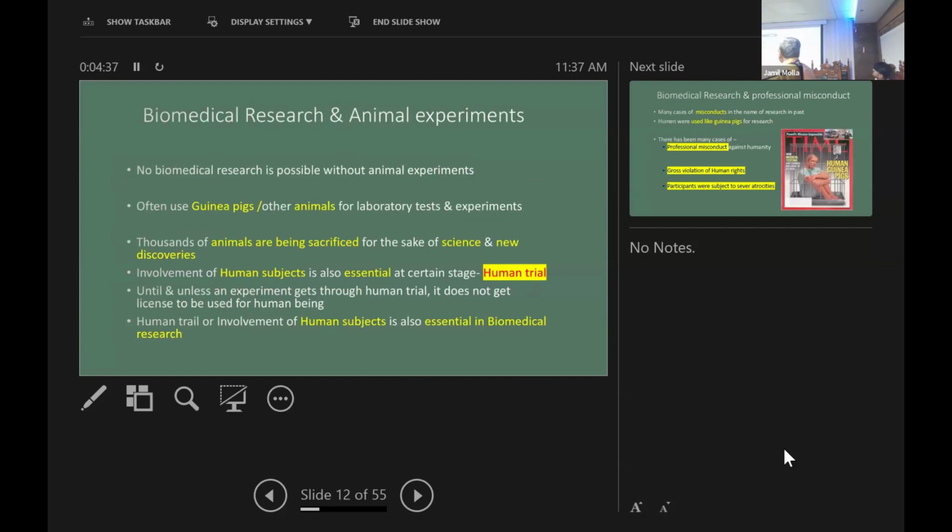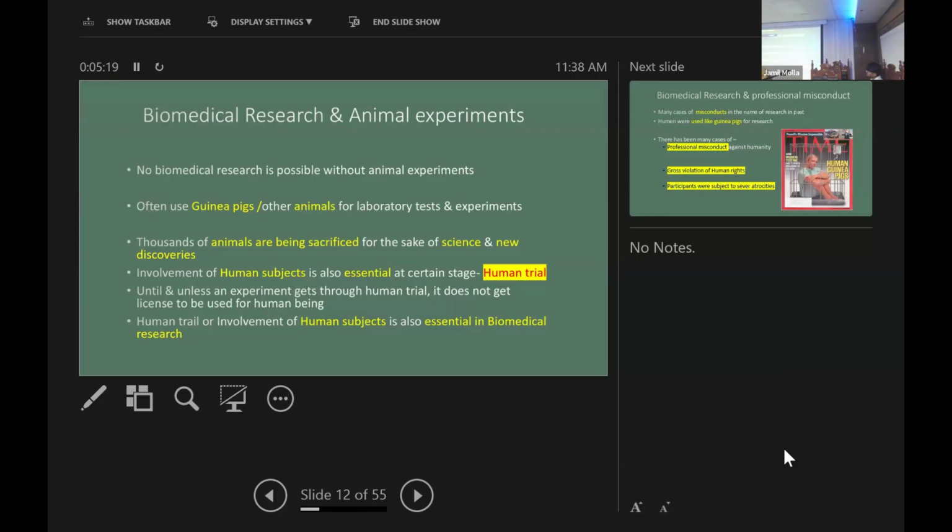Now, no biomedical research is possible without animal experiment. I'm sure all of you have some knowledge about the involvement of animals in our biomedical science. In our physiology practical classes, we have used guinea pigs, frogs, and so on. These are used to generate knowledge in the fields of physiology, anatomy, and others. So animals are frequently used for experimentation. Often we use guinea pigs. Thousands of animals are killed and used.